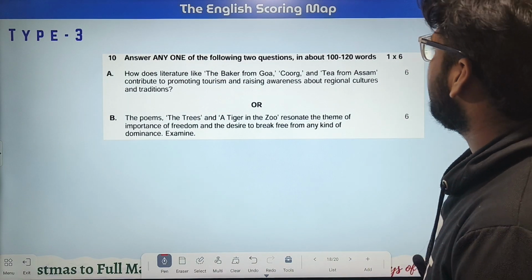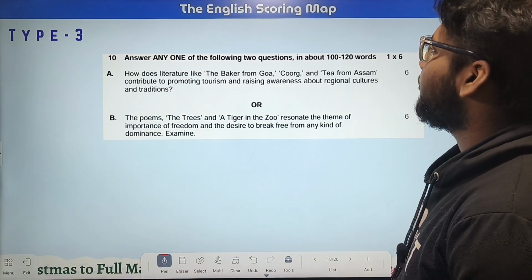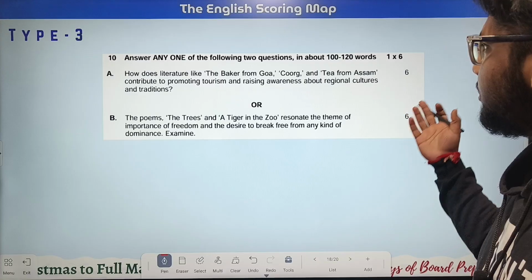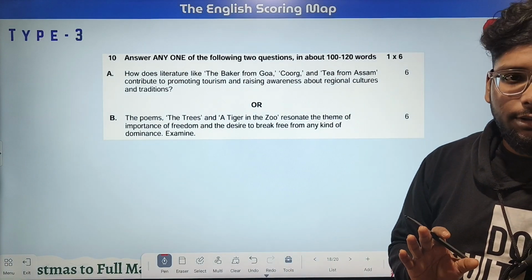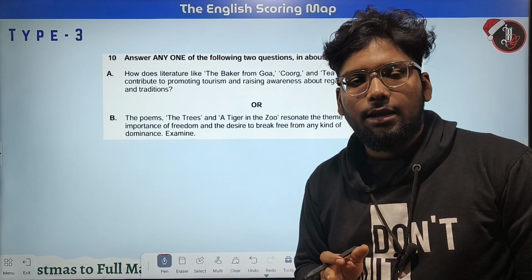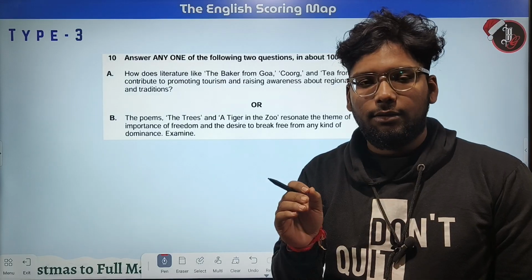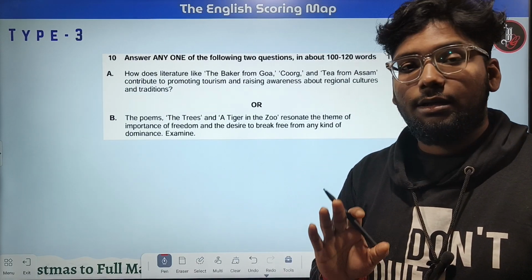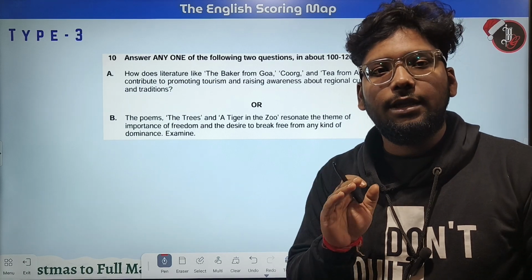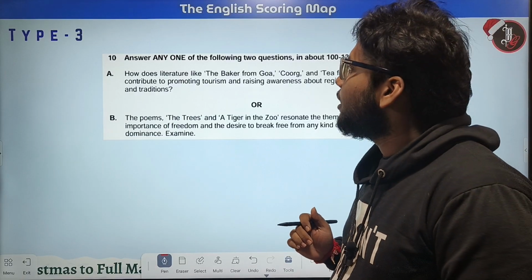Okay. So our 6 marks question over here says, answer any one of the following 2 questions in about 100 to 120 words. Now, since you have a limit of about 120 words, this doesn't mean that we cannot write above 120. We can write 5, 10 or 15 words above 120, but try to keep it within 120 or 110 words. Okay, let's see the questions right now.